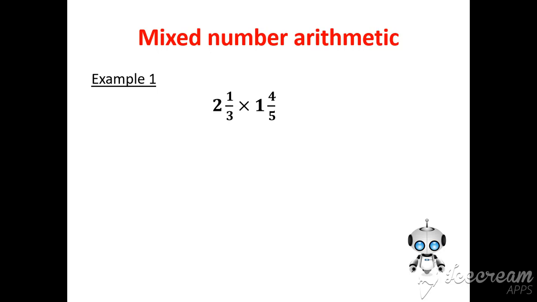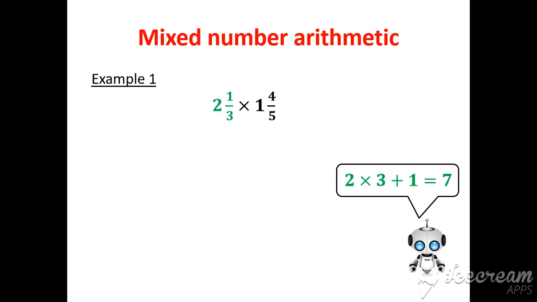Here's example 1. 2 1/3 multiplied by 1 4/5. 2 whole and 1/3 times by 1 whole and 4/5. So we're going to change them into improper fractions first. If you've struggled with this or you can't remember how to do this, you might want to go back and look at the video on mixed numbers to improper fractions.